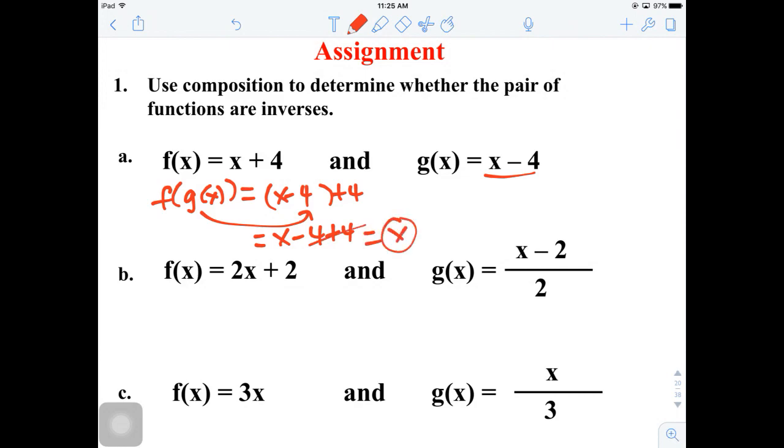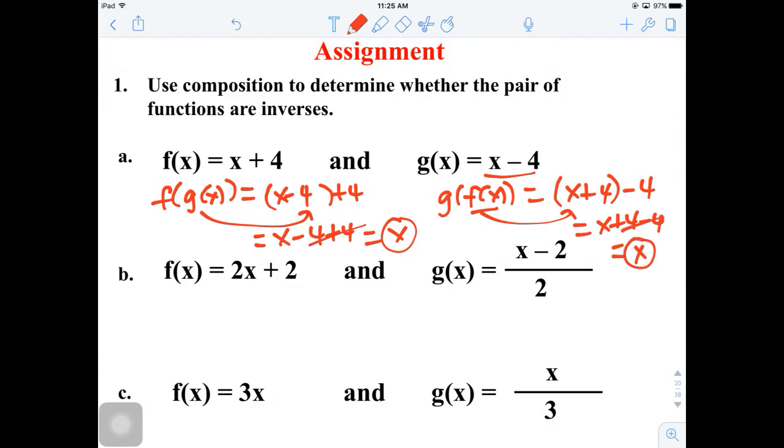So we're halfway through. We're going to go g of f of x, and we're going to start with g of x. That's x minus 4. And what are we going to put inside? f of x, right? So that's x plus 4. And notice that the 4's will cancel out with each other. So we have both of them give you x back. So now we have verified that, yes, they are in fact inverses of each other.